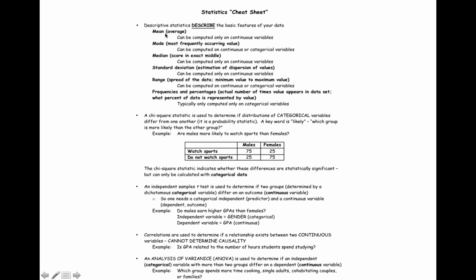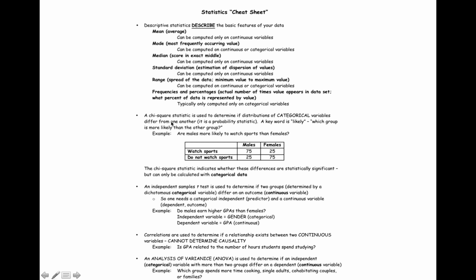So the mean, or the average, can only be computed on continuous variables. So you'll know that. If you have continuous variables, you can calculate a mean. Frequencies and percentages, actual number of times the value appears in a data set, what percent of data is represented by a value, it's typically only computed on categorical variables. Doesn't mean it can't be done with continuous, but it wouldn't make much sense to do that. You would compute a mean, the average.